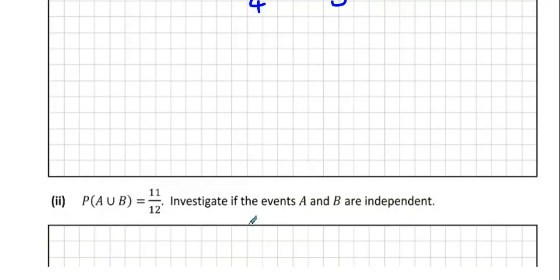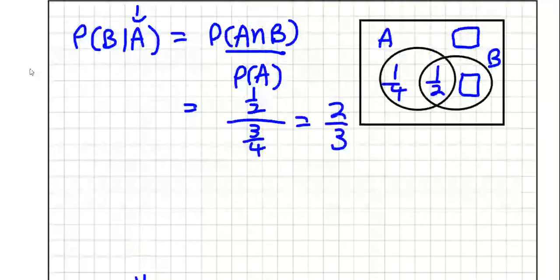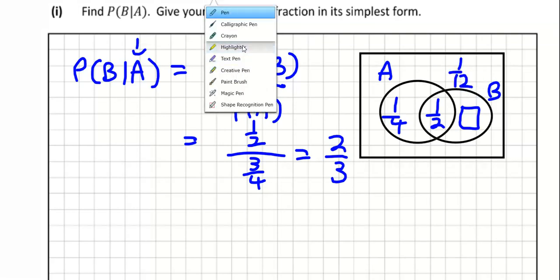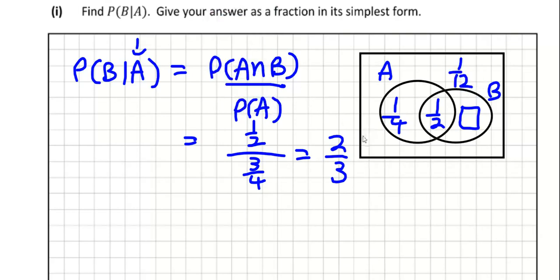Now, the probability of A union B is 11/12. Everybody see 11/12? So what I'm claiming is that if that's 11/12, then the outside must be what? The outside is 1/12. How do I know it's 1/12? And all the insides, these parts here, have to add up to what, guys? They have to add up to 11/12.